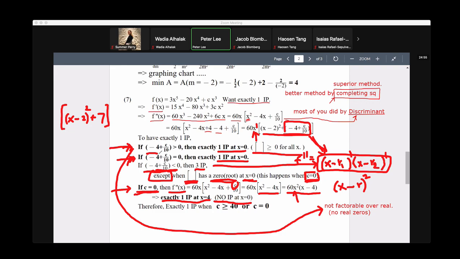And so in this case, when you solve this right here, we get C is actually what? C is bigger than 40. Then what is this case right here? This case is when C is equal to 40. And then the last case, the most obscure case, when C is equal to 0, we get exactly one inflection point. So now we combine all of these things here. And so exactly one inflection point when C is greater than or equal to 0 or x equals 0.